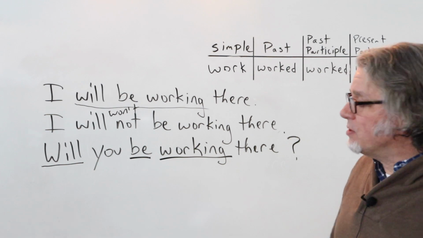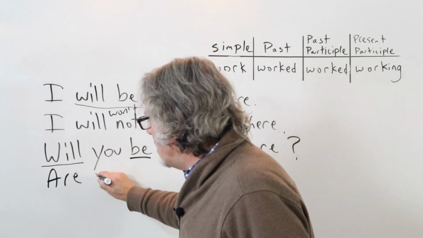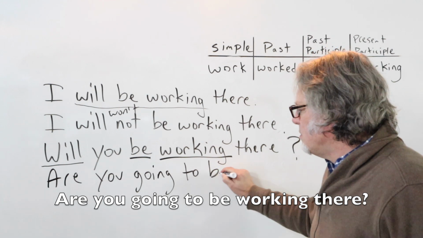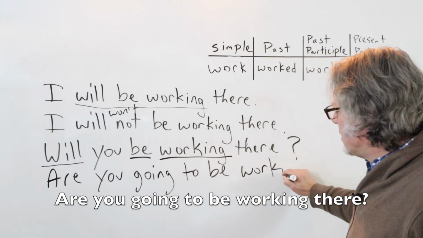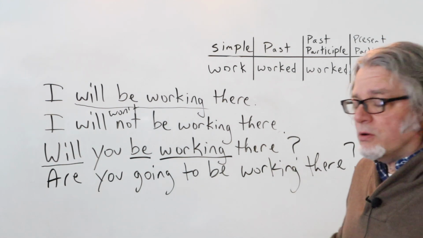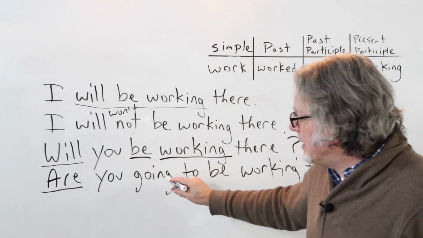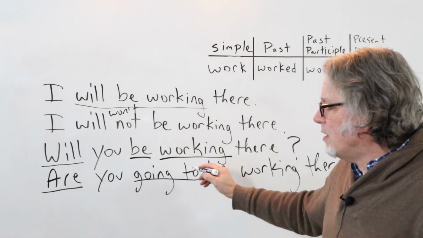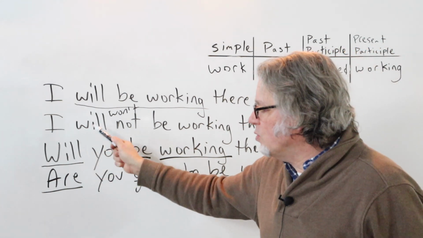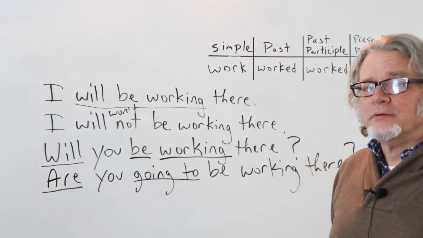It's possible also to use the going to future. Are you going to be working there? So here the verb be is are because of the subject, and then going to. These substitute for will. Will you be working there? Are you going to be working there?